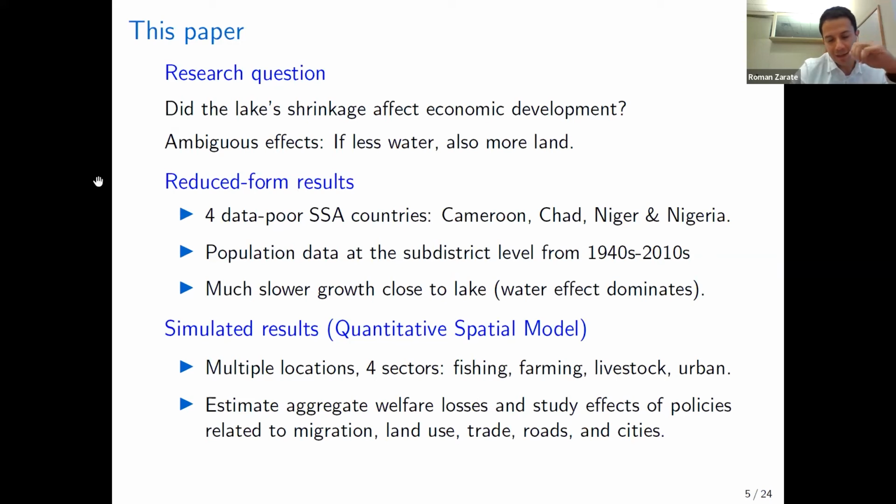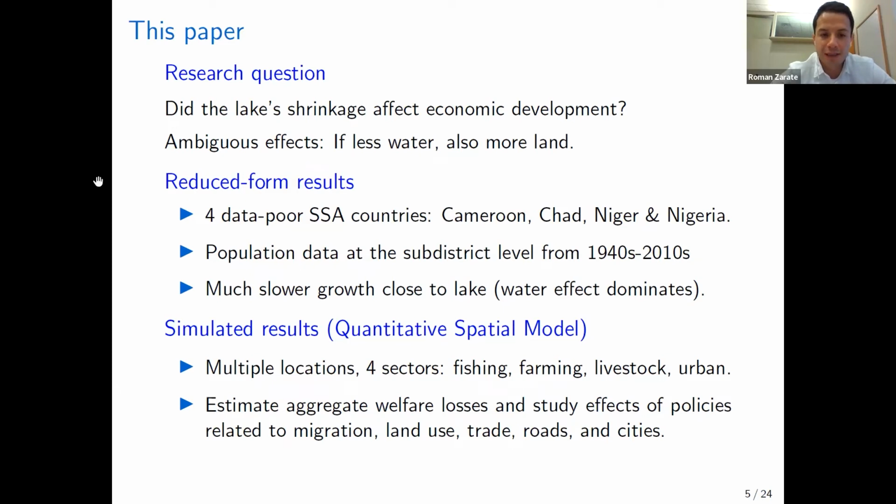Now, the research question that this paper aims to answer is whether the shrinkage of the lake affected economic development. We think that in principle, there can be an ambiguous effect. You are losing a very important asset, which is water, but at the same time, you are gaining another asset, which is land. So in principle, we don't know which effect is going to dominate.